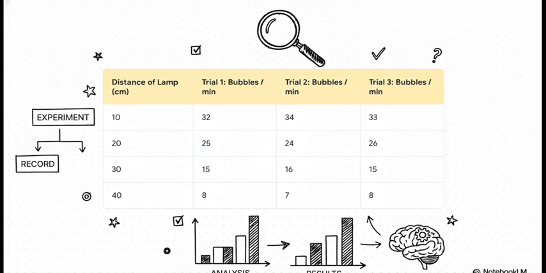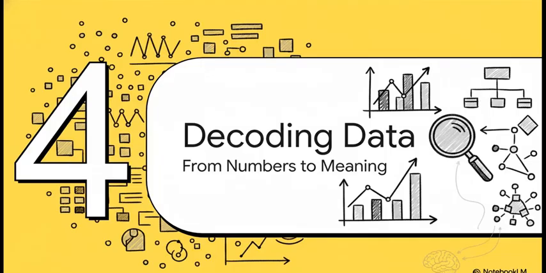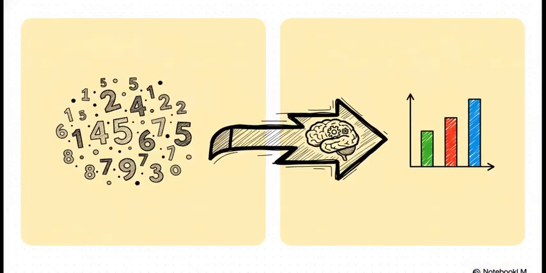Getting organized like this isn't just about being neat. It actually stops you from making silly mistakes and makes the analysis part, well, a whole lot easier. So, you've got your table full of numbers. But raw data like that doesn't really tell you a story by itself, does it? We've got to process it, we've got to analyze it, to find the patterns and figure out what it all actually means. So where do we start with decoding all this data?